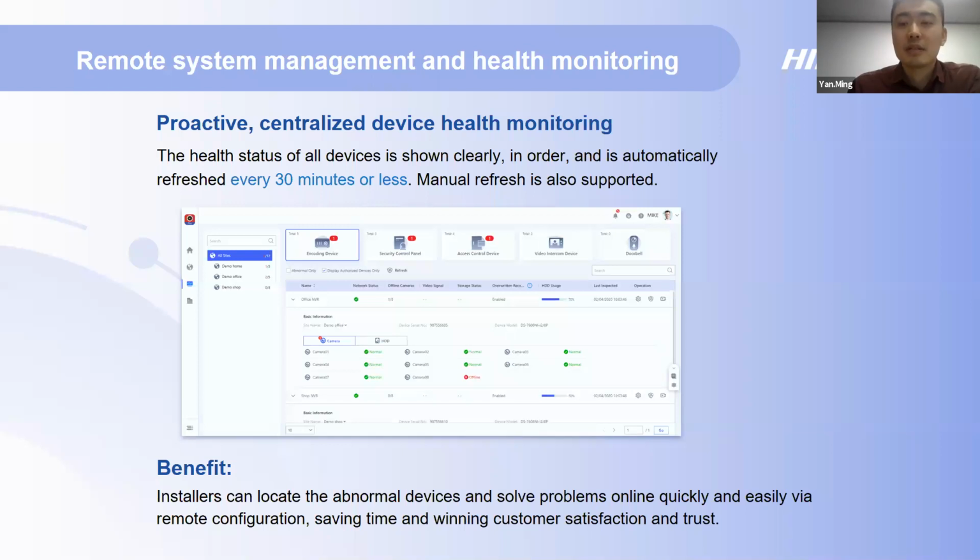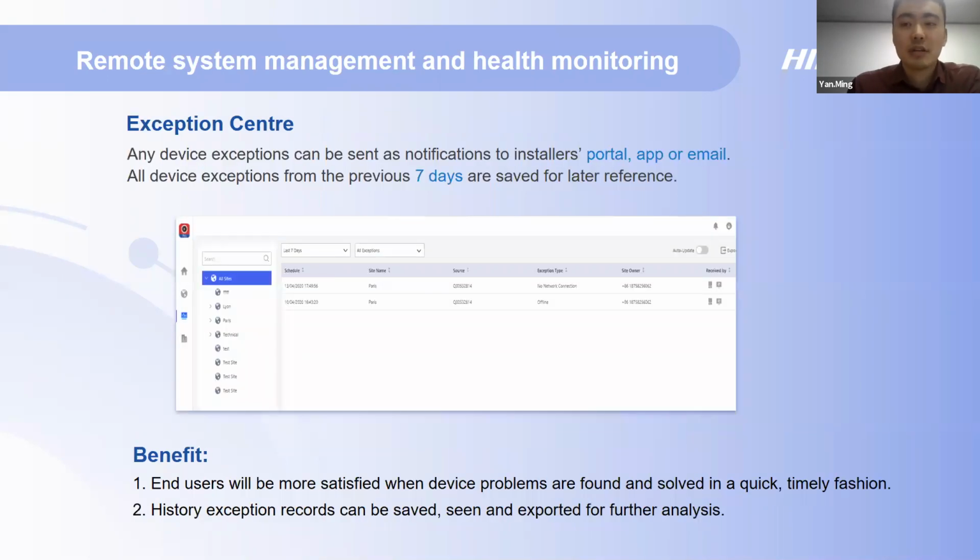In the exception center, it contains all useful info that is related to the device faults. You can search the abnormal device info in this exceptions section to help you diagnose this issue. The exception info can also be sent to your portal, your mobile app, and your email. All right, now we have identified the faulty devices from health monitoring. We have also found what has happened to this device from the exception center.